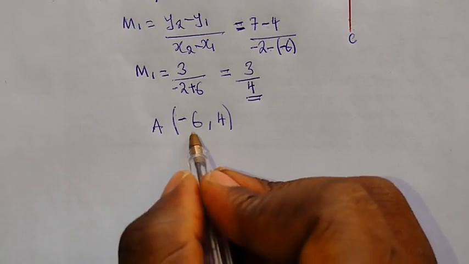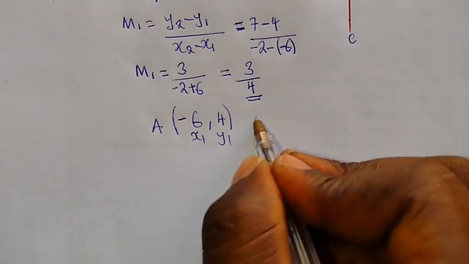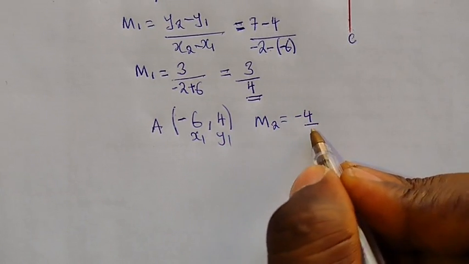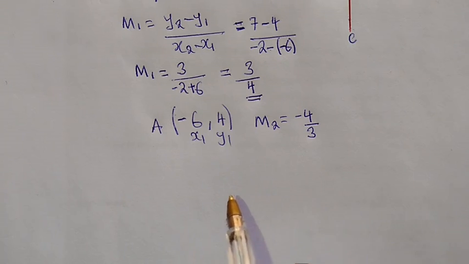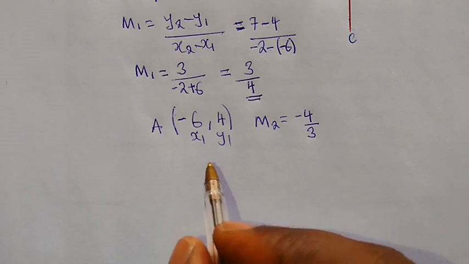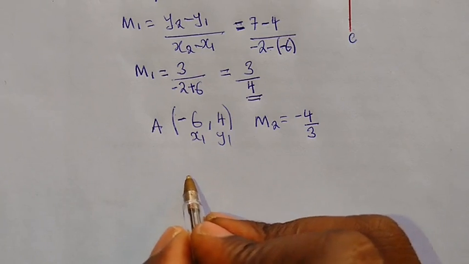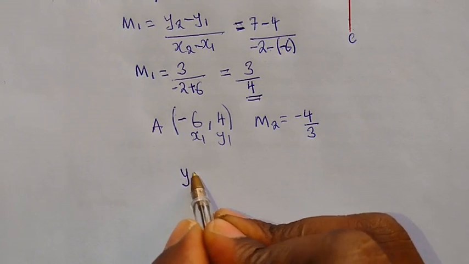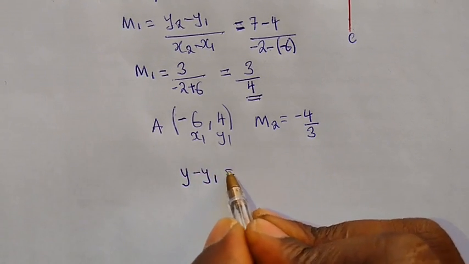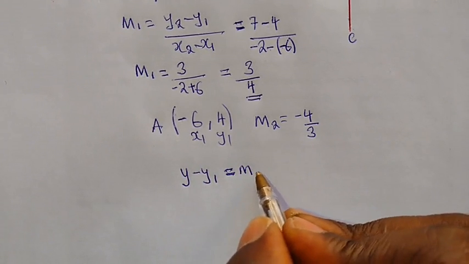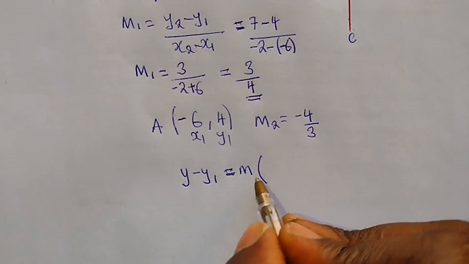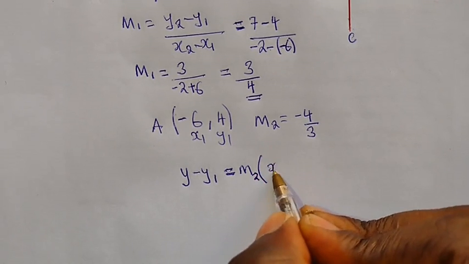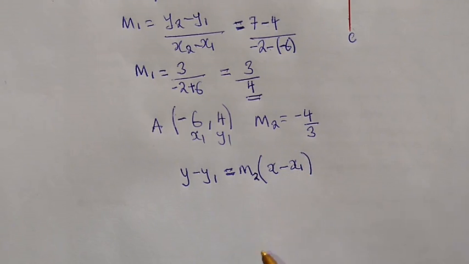So from here, this is our x1, y1. And we have the gradient for line 2, which is perpendicular, negative 4 over 3. This is enough to come up with the equation of the perpendicular line to the line AB through the point B. The formula we are going to use for the equation of the straight line is y minus y1 is equal to m, open bracket, x minus x1. This m should be the gradient for line 2, so we name it m2.